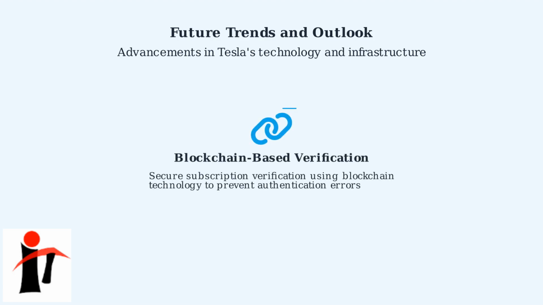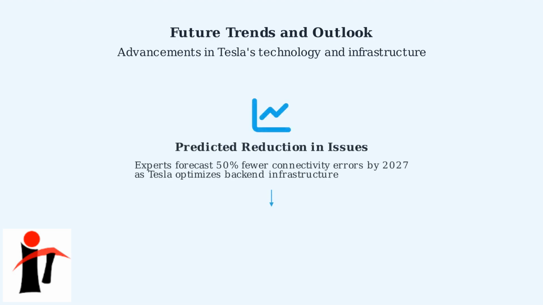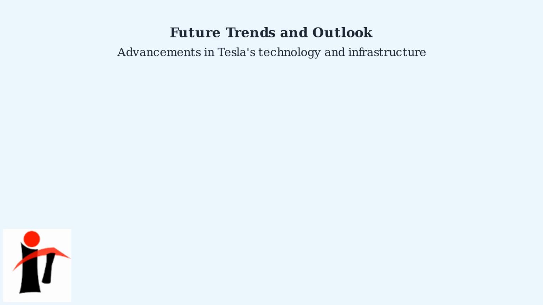Blockchain technology is being explored for subscription verification, offering secure and tamper-proof authentication that could eliminate many authentication-related errors. Experts predict a significant reduction in these types of issues as Tesla continues to optimize its back-end infrastructure and cloud services. These advancements signal a future where Tesla app connectivity issues become increasingly rare, enhancing the overall user experience.